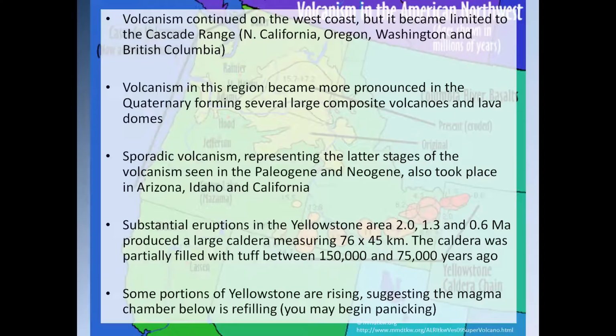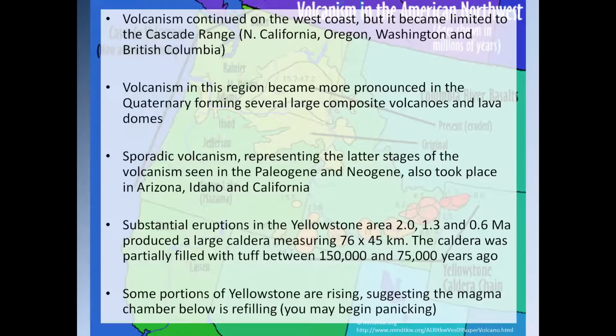So what about volcanism? Volcanism continued on the west coast, but it became limited to the Cascade Range. That's a region from northern California through Oregon, Washington State, and into the southern half of British Columbia in Canada. This region has several volcanoes. Of course, some of them you might know. Mount Rainier, Mount Hood, Mount St. Helens are ones you've probably heard of.